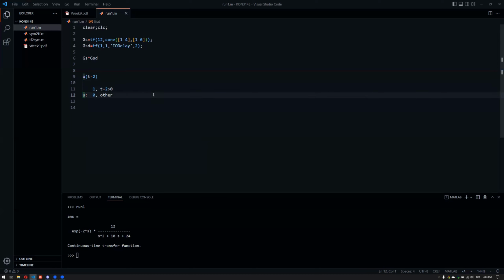If it's not, then it's 0. So if you look at this signal, if t is not greater than 2, then we will not have a response. This corresponds to a 2-second delay because it waits until time hits 2. Then we have 1, and then it remains 1. So this is how we approach time delay in the time domain.